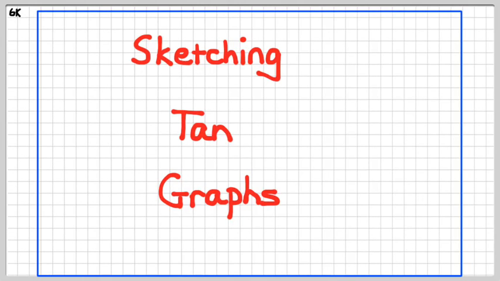Hi guys, we're going to have a look at sketching tan graphs today. Tan's a very interesting animal, quite different from sine and cos, so let's have a look at that and see if we can have some fun together.